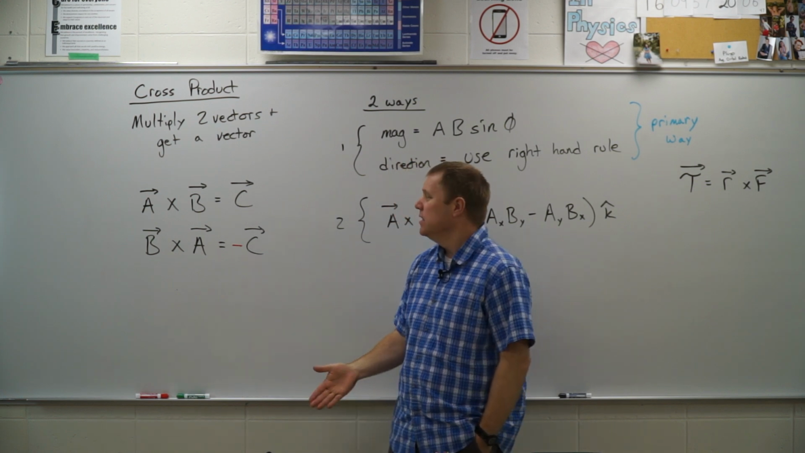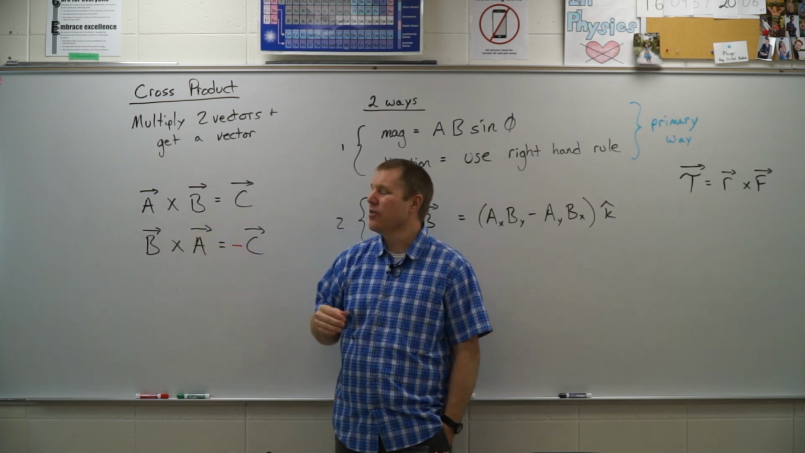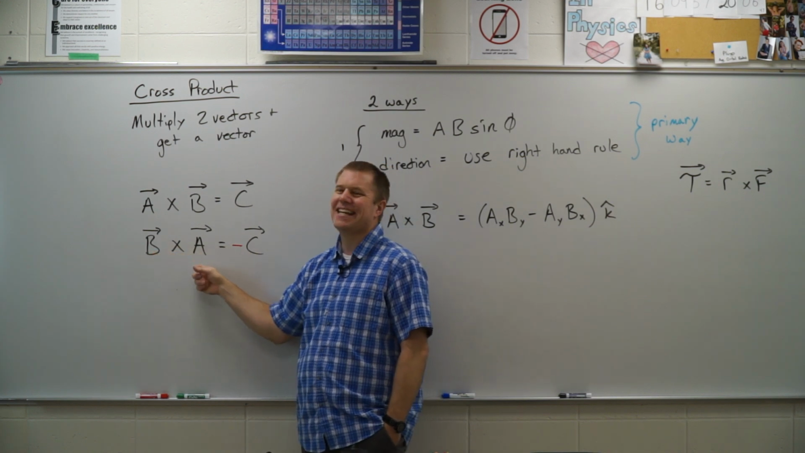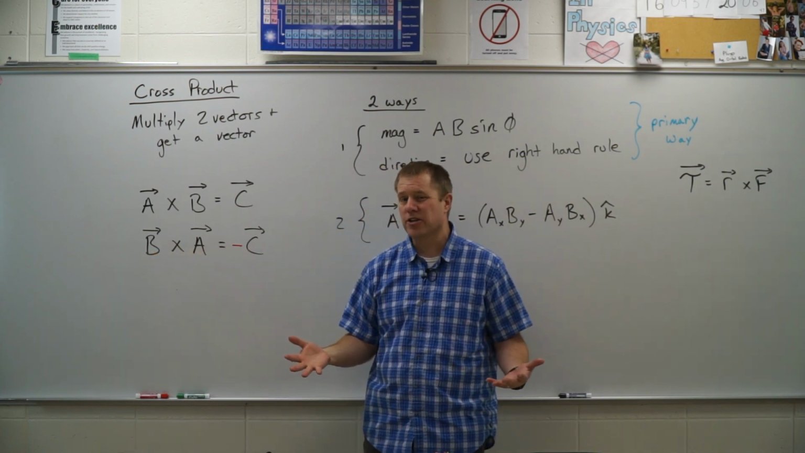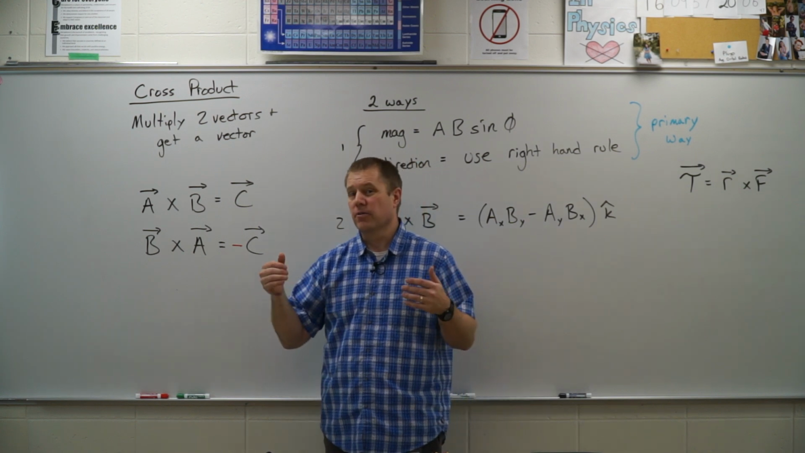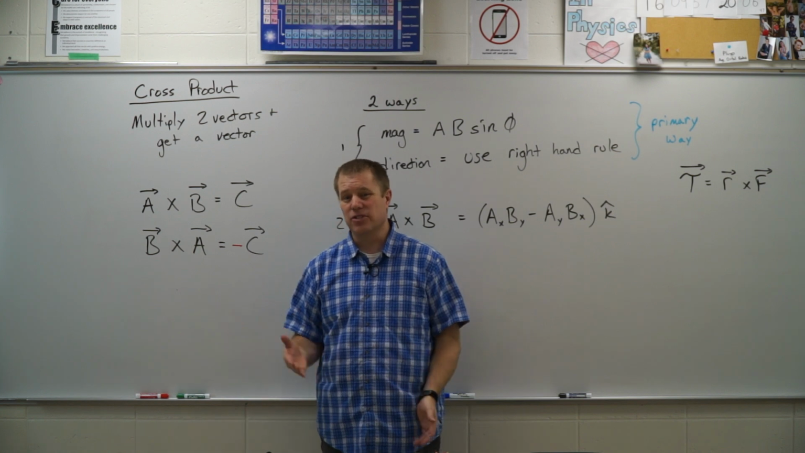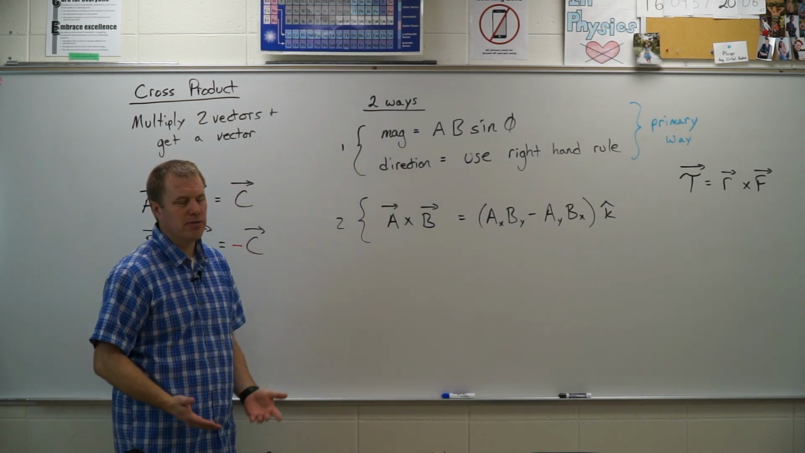vector out. Okay? Now, one thing we need to remember about cross products is they're not commutative, meaning that A cross B equals C, but B cross A doesn't equal C as well. It actually equals negative C. Much the same as subtraction works that way. 5 minus 3 is 2, but 3 minus 5 is negative 2. Same kind of idea. It just flips the direction of that final vector.